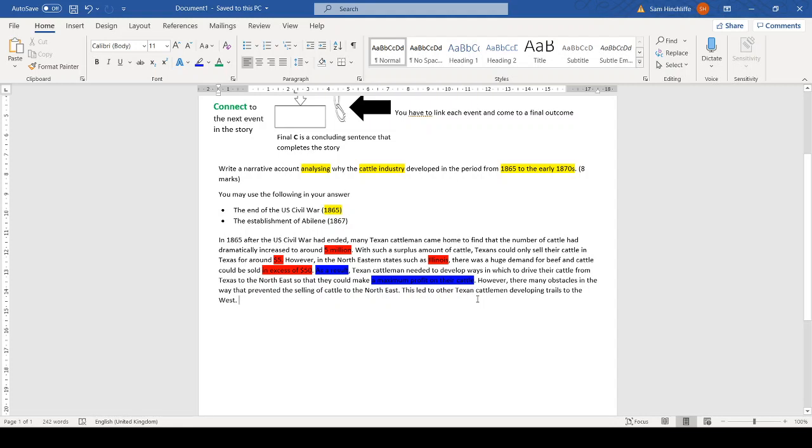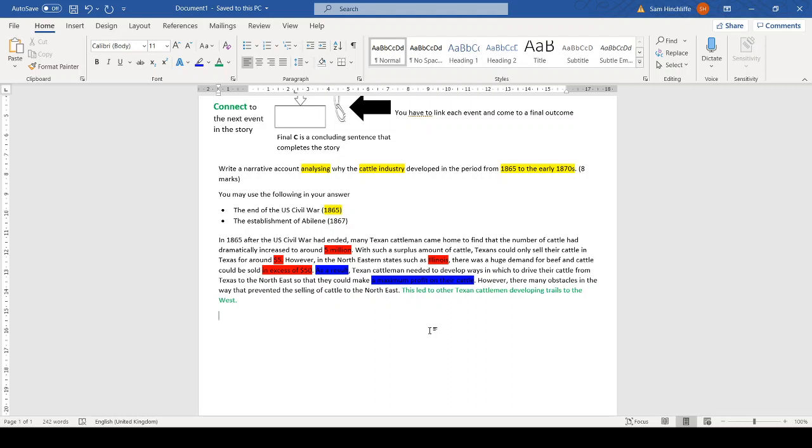However, as we know from the video, there were many obstacles in the way that prevented the selling of the cattle to the Northeast. This led to other Texan cattlemen developing trails to the west. This is the connecting sentence. They want to go east to the Northeast, they can't get there, so therefore they have to develop new ways to sell their cattle, and that's where we have the next part of the cattle industry.